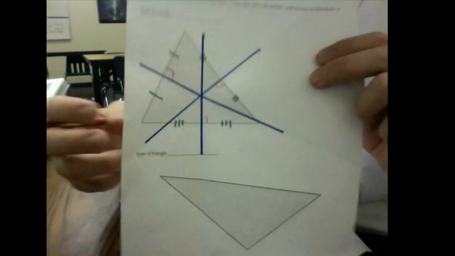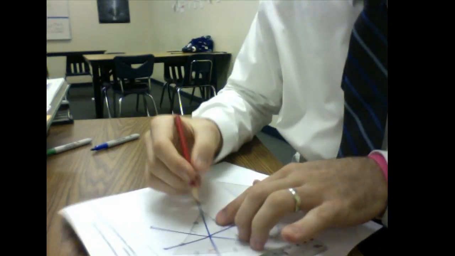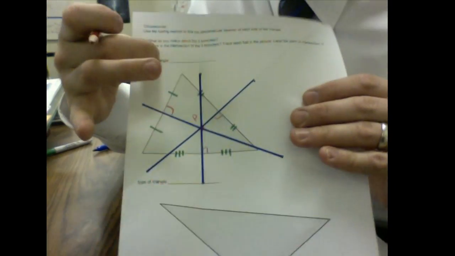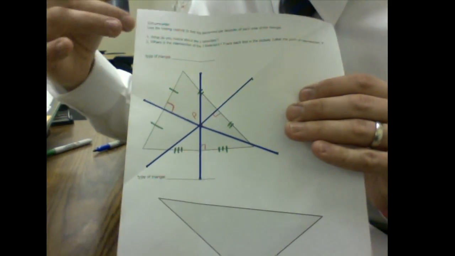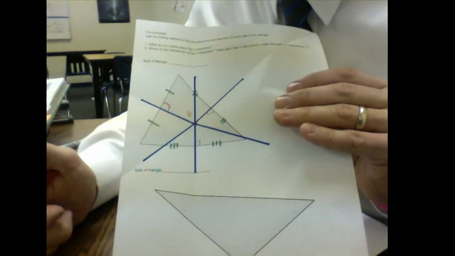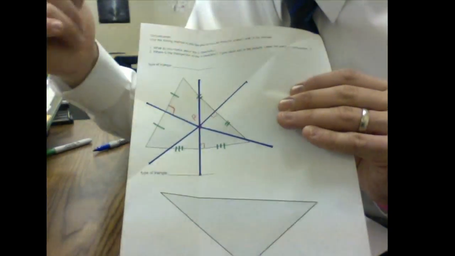You've got a lot of stuff going on, but I want you to notice something here in the middle. There's a point here, and that's the point that I'm going to mark P. Up here you've got type of triangle. Well, this here is an acute triangle, and that point P is on the inside. That's called the circumcenter of the triangle. Okay, so that's how you find the circumcenter of a triangle. Bisect each of the sides.